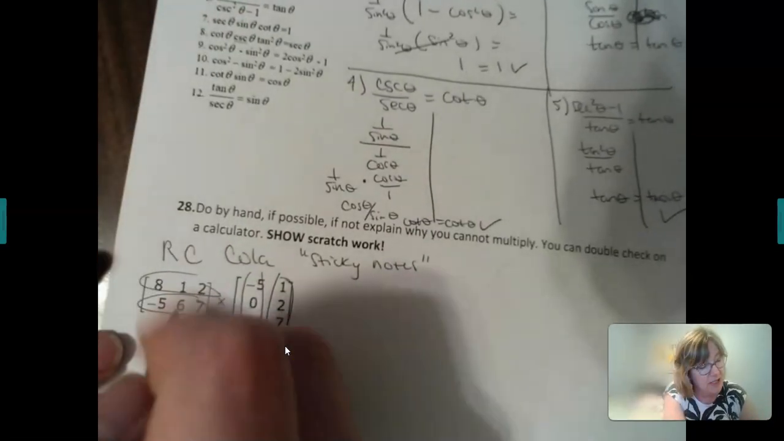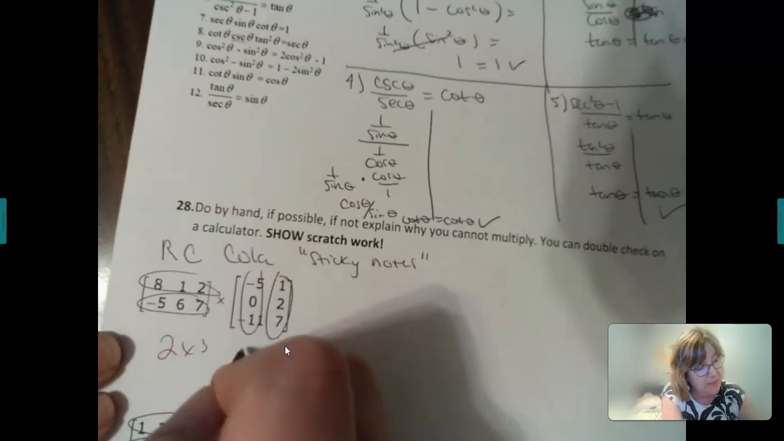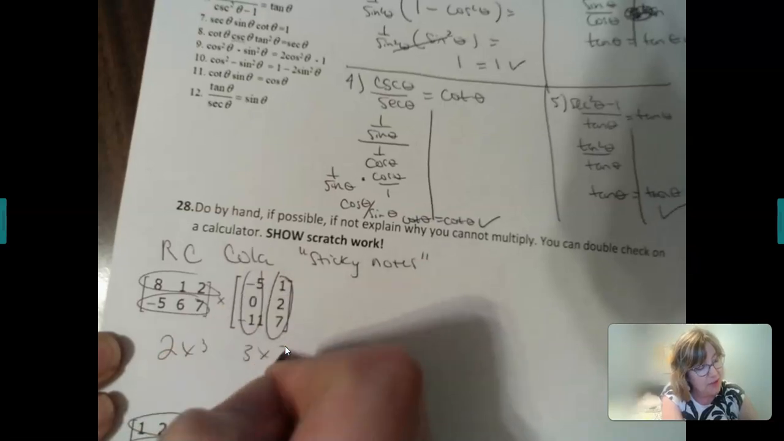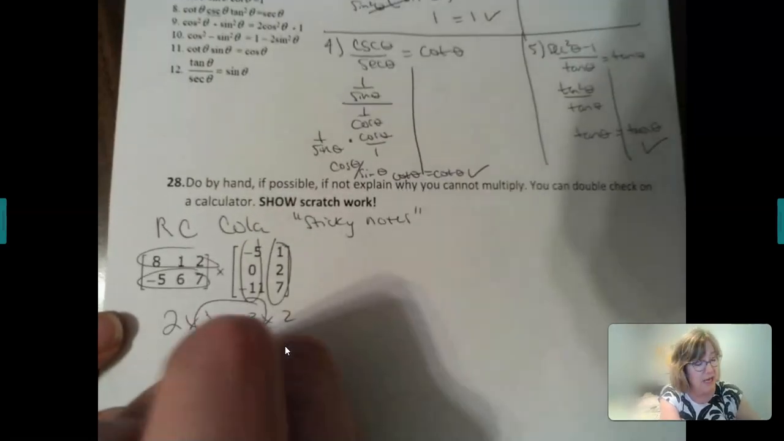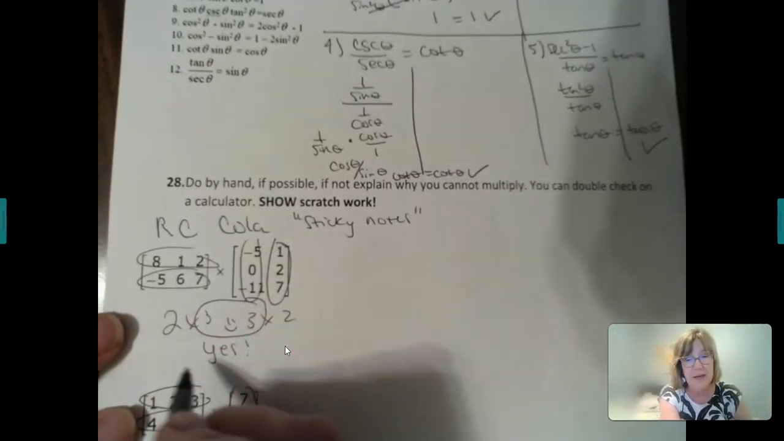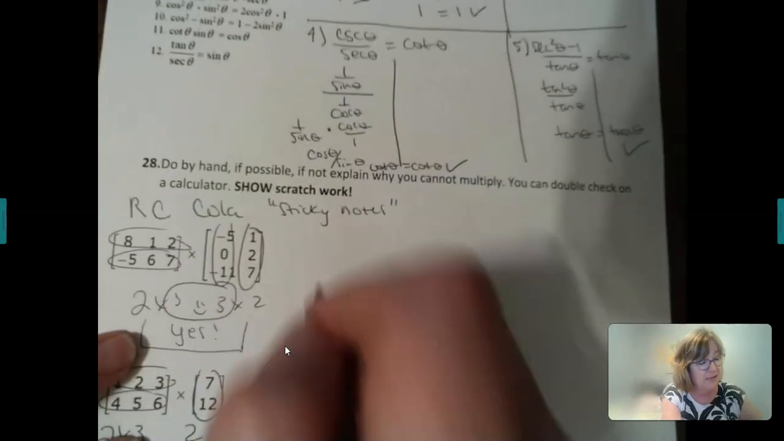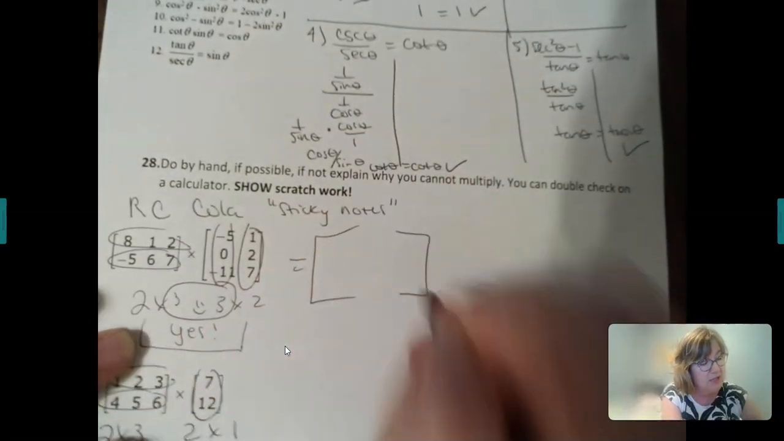Now, what is RC COLA? There are 2 rows, 3 columns here. Here, there are 3 rows, 2 columns. If these match, you can do it. So yes, I can multiply, right? The outside numbers tell you the size of my answer. So my new answer is going to be 2 by 2.